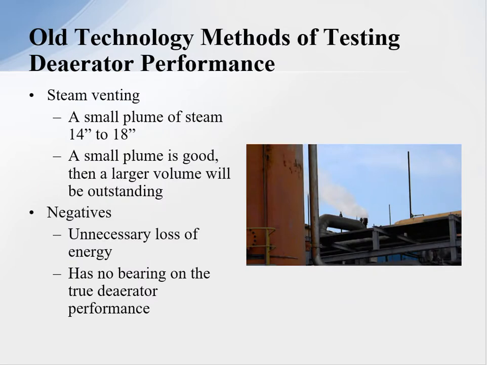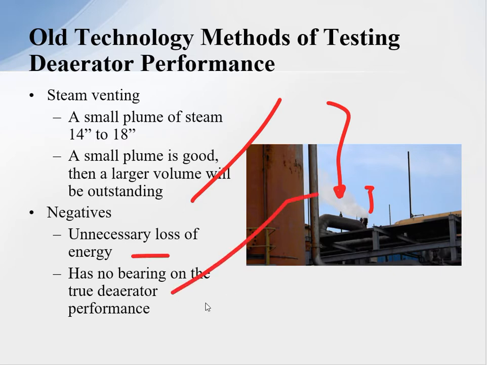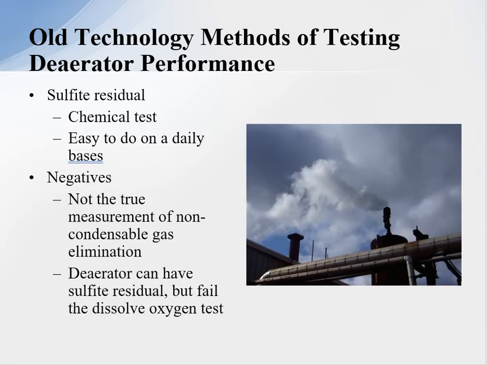Old technology methods for testing the deaerator performance always used to say 14 to 18 inches of a plume. This plume should be 14 to 18 inches. A small plume is good, then a larger volume would be outstanding. That would be a significant energy loss then. Energy, and really the venting has no bearing on the true deaerator performance. So we could have a tremendous velocity going out, and it really has no bearing on the deaerator performance.